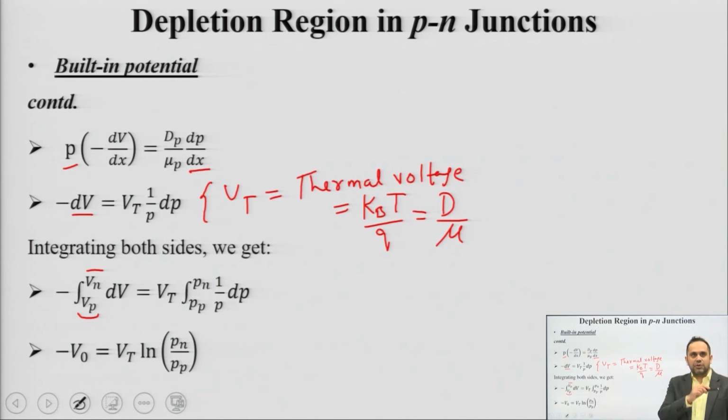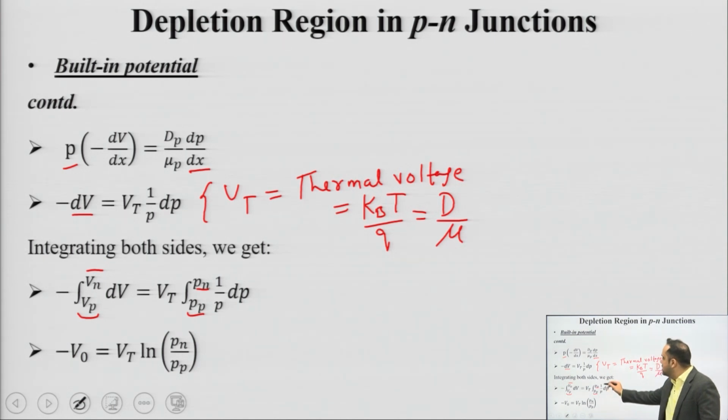And when I am moving from P to N side, how is the concentration varying? In the P side, holes are in majority. So, I say hole concentration in the P side. When I reach the N side, again holes become minority charge carrier. So, I have hole concentration on the N side. So, I write it as P subscript N. This is hole concentration on the N side.